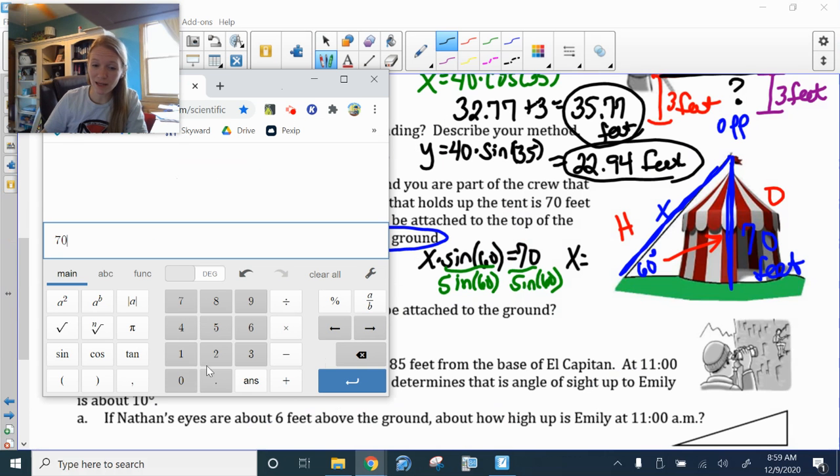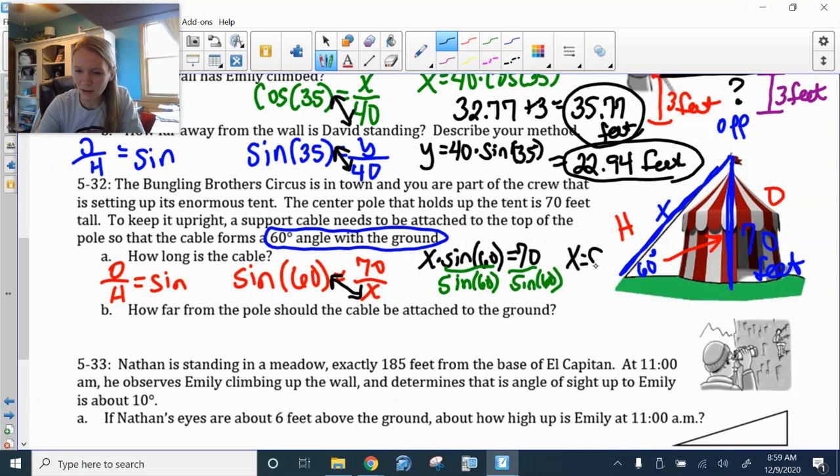So I have to do 70 divided by the sine of 60. And I get about 80.83 foot rope. Which makes sense, because if the tent stake is 70 feet tall, the hypotenuse has to be bigger than that in order to reach the ground. We can't have a rope that's less than 70 because then it's not going to touch, right?